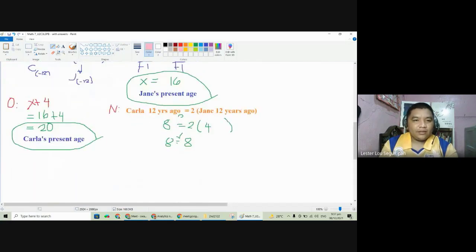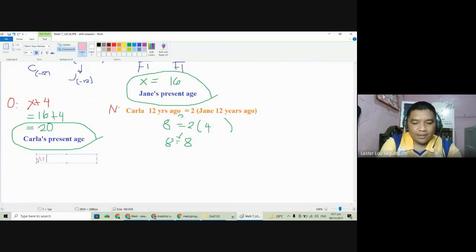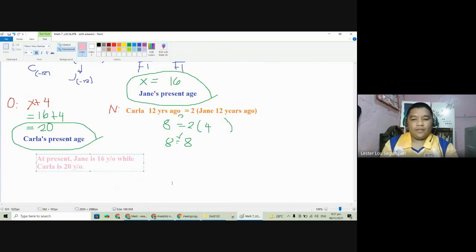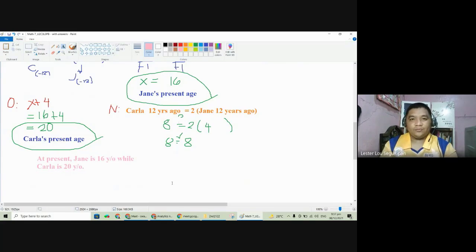So we have this statement: at present, Jane is 16 while Carla is 20 years old. Let's add "years old" by the way, because we are often asked, 16 what? This is the result for number 2.